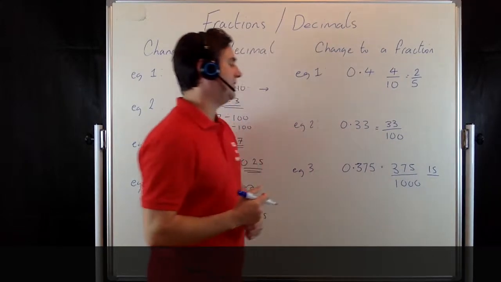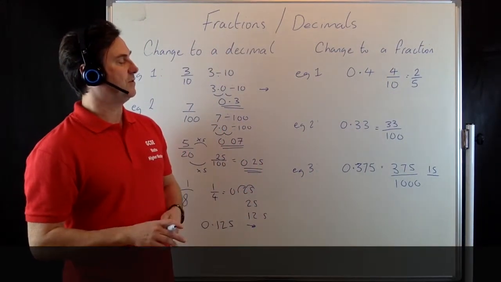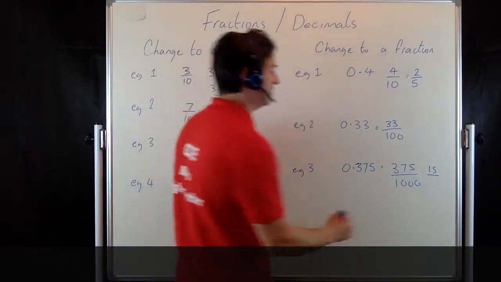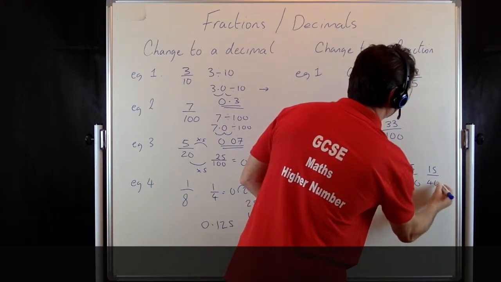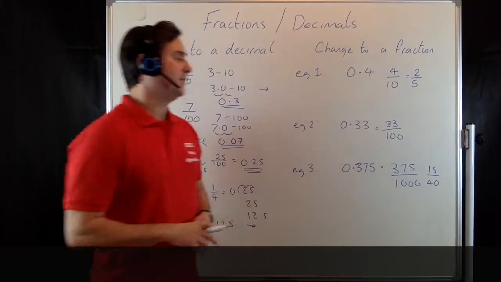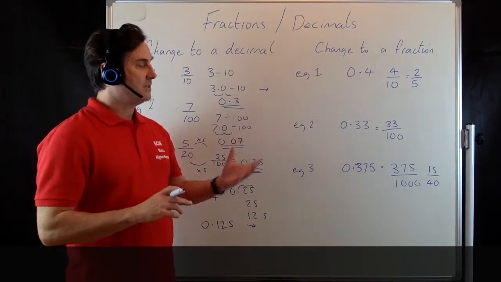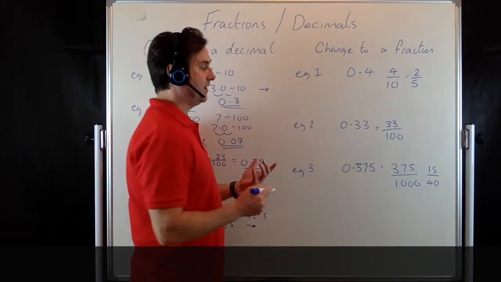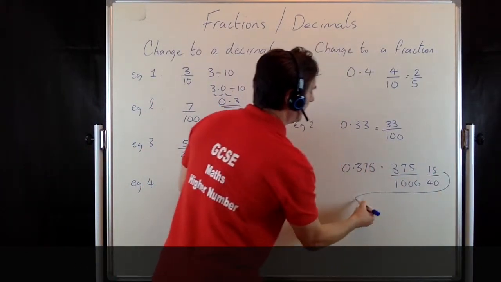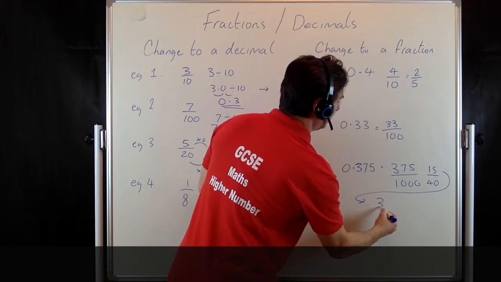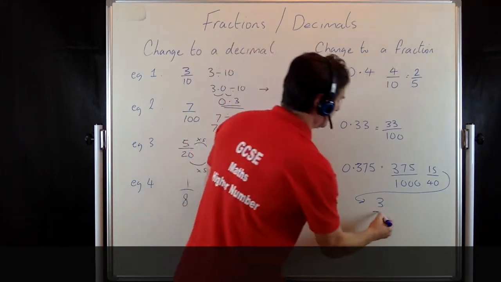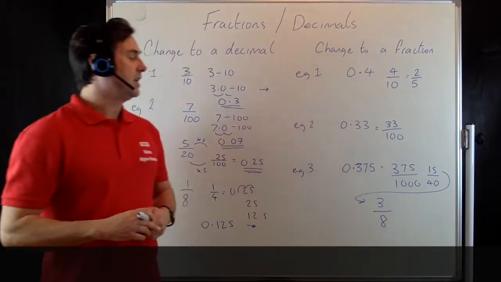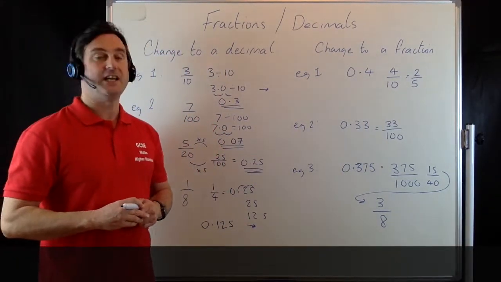And 25 into 1,000, well 25 into 100 goes 4, so 25 into 1,000 must go 40 times. So I get to 15 over 40. I could then see that 5 will go into 15 and 40, so I can simplify this again. So 5 into 15 goes 3 times, and 5 into 40 goes 8 times. So my answer in its lowest terms is 3/8.